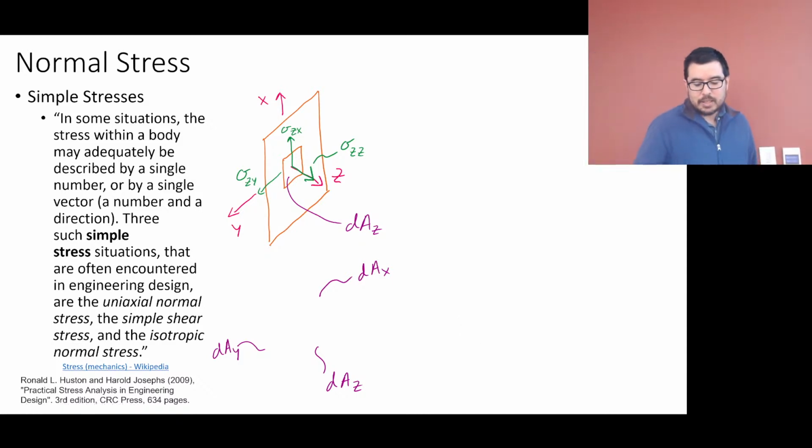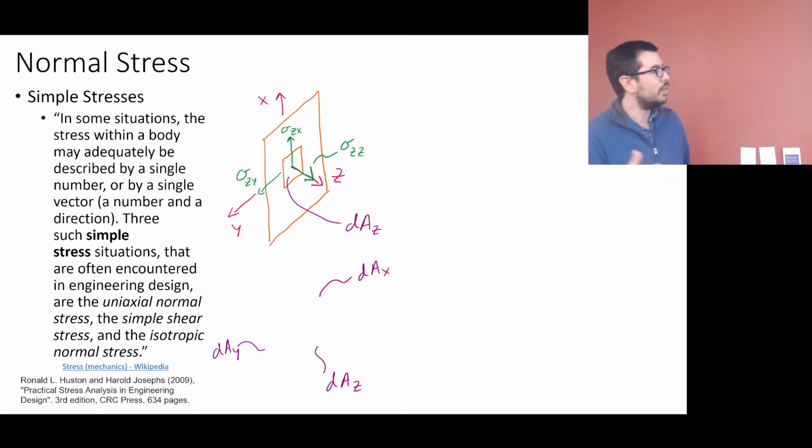We already discussed what the definition of a stress is. Now we'll talk about simple stresses. In some situations, the stress within a body may adequately be described by a single number or by a single vector. Three such simple situations that are often encountered in engineering design are the uniaxial normal stress, the simple shear stress, and the isotropic normal stress.